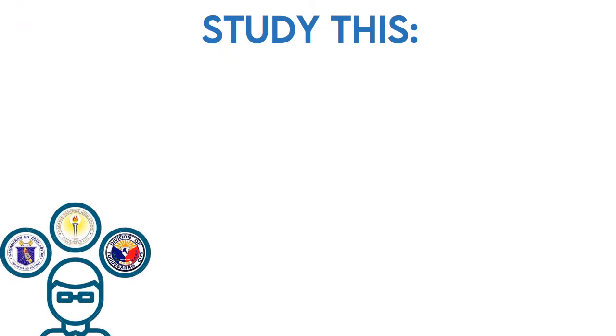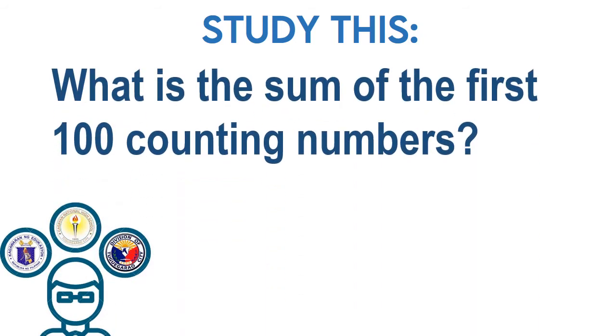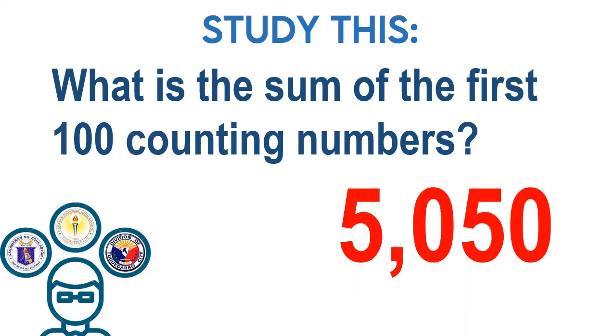Before we start class, I would like to ask a question and you have to give me the correct answer within 5 seconds. My question is, what is the sum of the first 100 counting numbers? The correct answer is 5050. Were you able to get the correct answer? How do we get the sum very quickly? We will find out later, class.